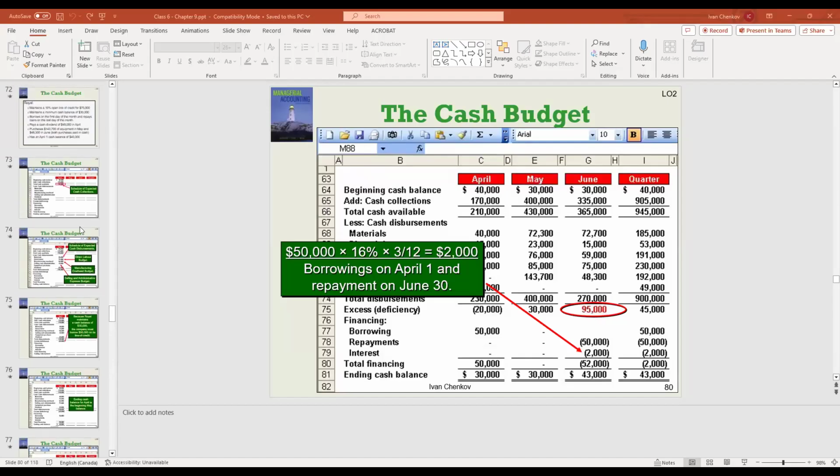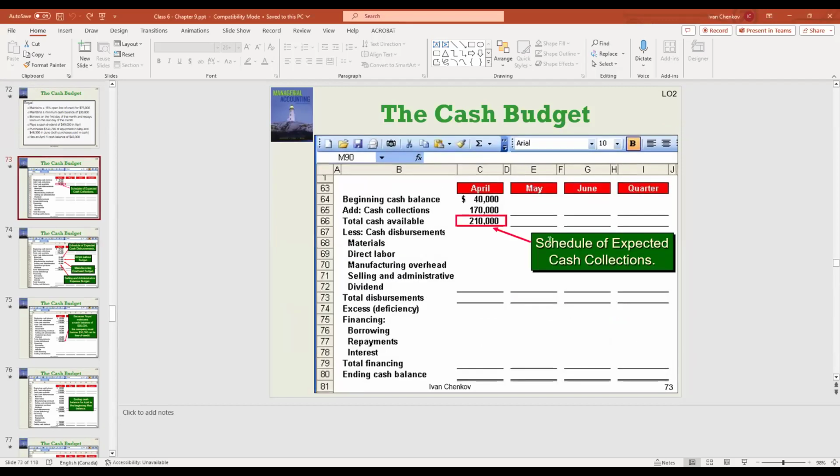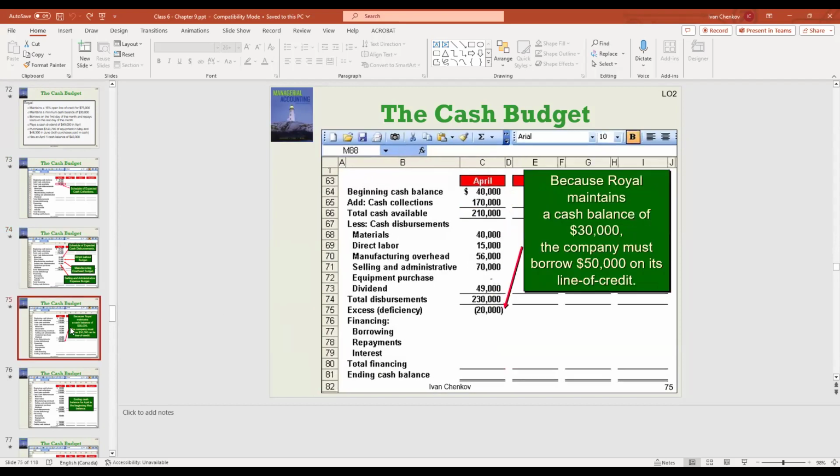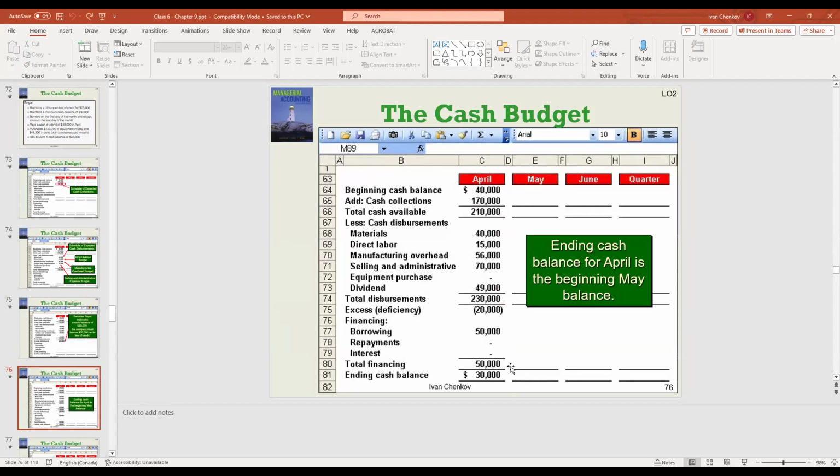Let's go back to slides and finish the slides. So again, we're starting with the beginning balances of the cash, and we're adding the cash collection, and then we're starting from the different budgets to plug in the amount from direct material, direct labor, manufacturing overhead, selling administrative expenses, dividend, total. We're seeing that we are under 20,000, but because we have to maintain 30,000, means that we have to borrow 50. We're borrowing 50, we're getting positive.